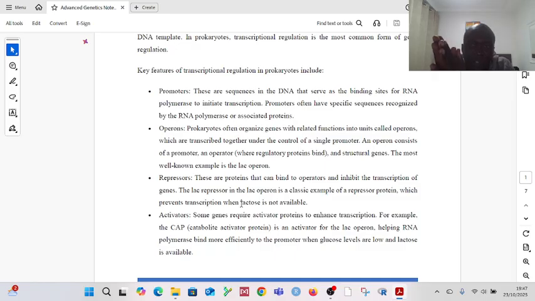Remember, within the operon, you have a promoter, you have an operator, and you have the what? The genes that have to be transcribed.